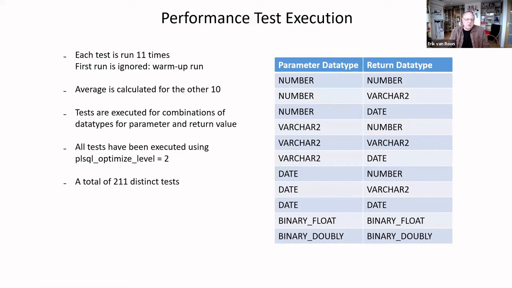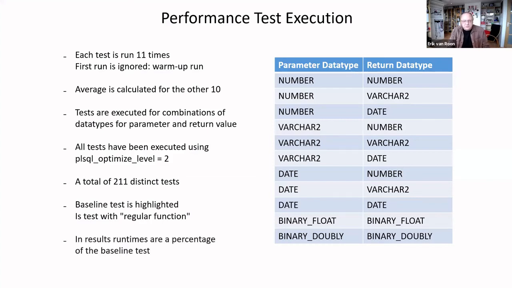In total, there are 211 distinct tests. And in the results, you will see that the baseline is highlighted, and it's usually the regular function that is the baseline. So we compare the other results to this baseline. The runtimes are not seconds, not minutes, not anything. It's a percentage of the baseline. We just want to see how the percentage of time it takes compared to the baseline.